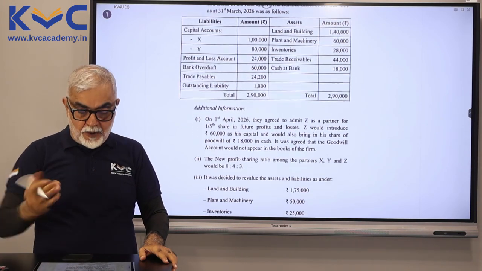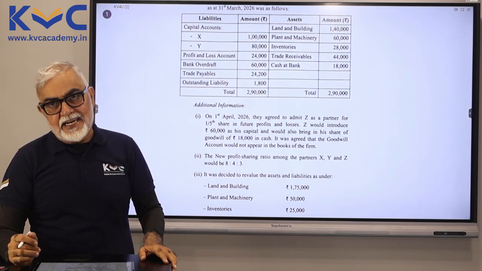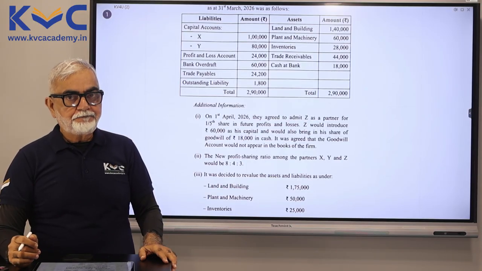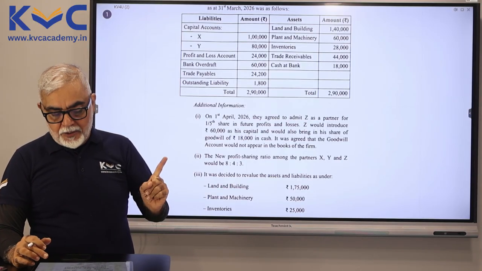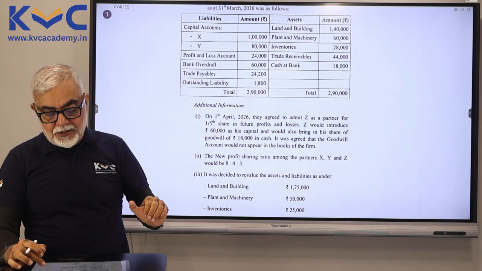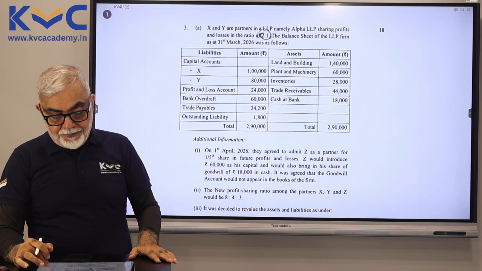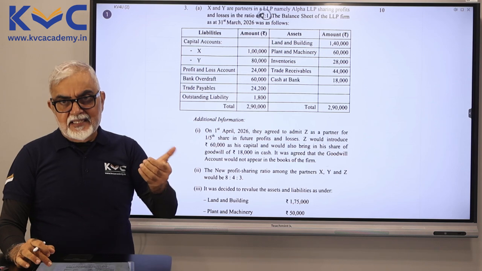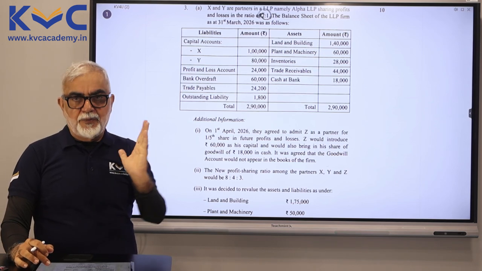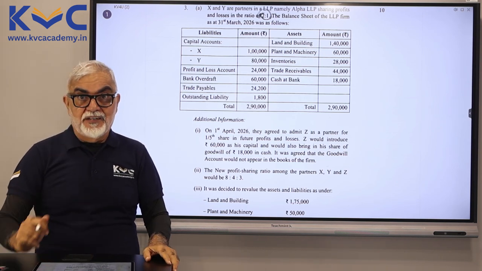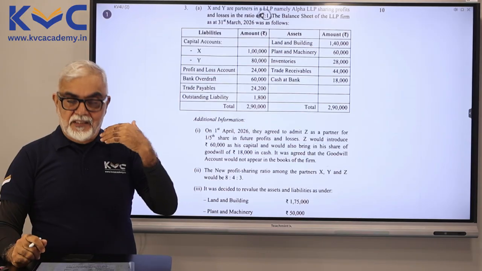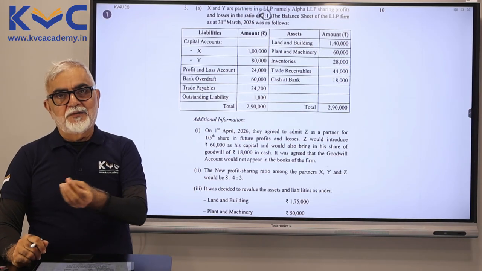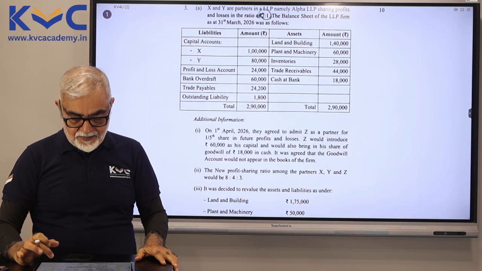Goodwill will not appear in the books. The new profit sharing ratio is 8:4:5. Okay? Old was 2:1. Now it is 8:4:5. If you note, 8:4:3. So 2:1 is the same as 8:4. So between them, there is no change in the profit sharing proportion. So the old profit sharing ratio is equal to the sacrifice ratio in this question.